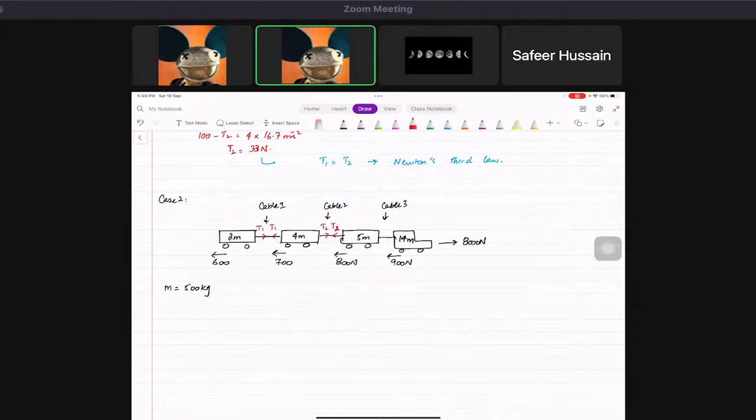So they say, find T1, T2, and T3. Is it clear, everybody? Any questions?